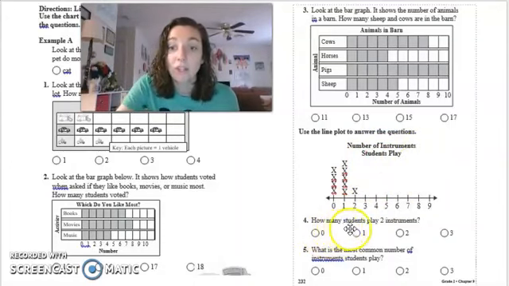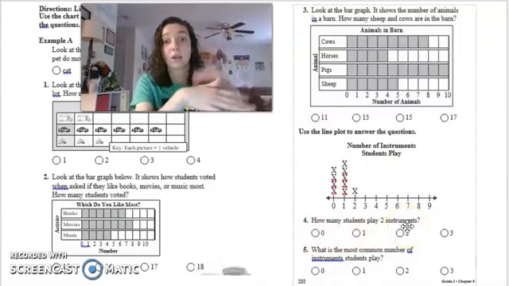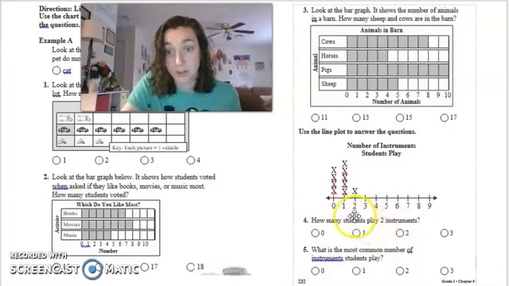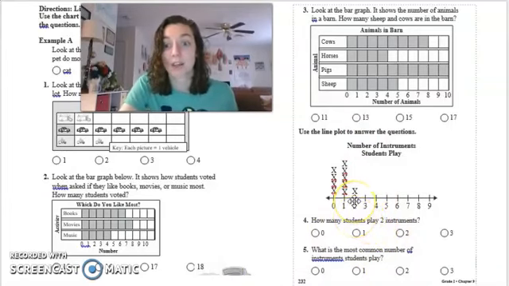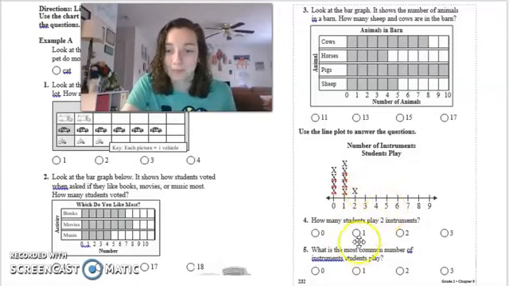How many students played 2 instruments? This is one of those cases where I have to know whether I'm answering about the x's or about the number that the x's go with. In this case, I'm answering about the amount of x's with the number 2, because it wants to know how many students played 2 instruments. So I go up to the 2 and see how many x's are there. There's only one person who plays 2 instruments. So I'm going to come down here and fill in that 1, because there's just one person with that number 2.